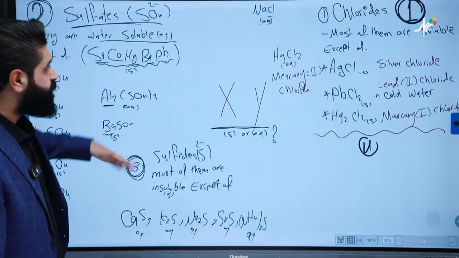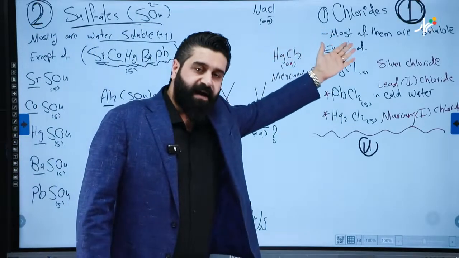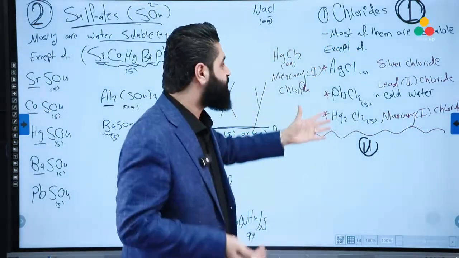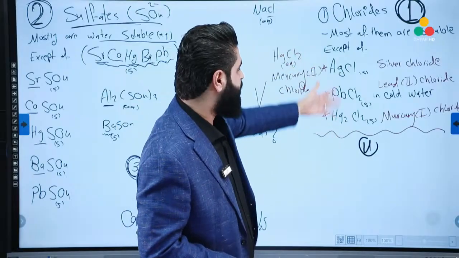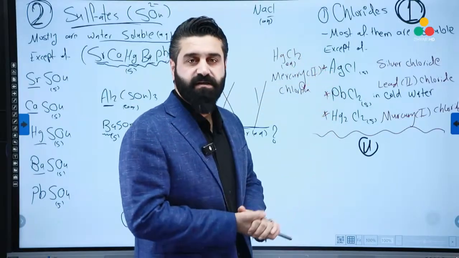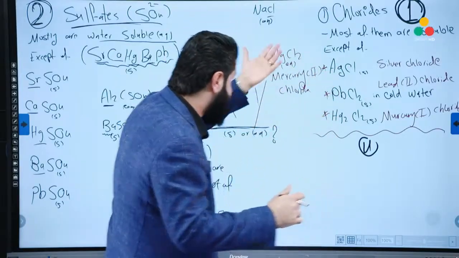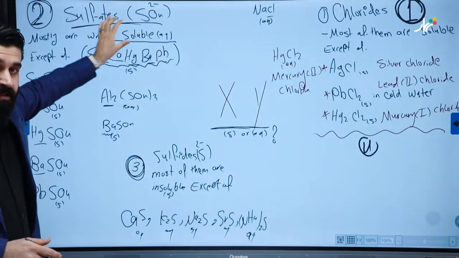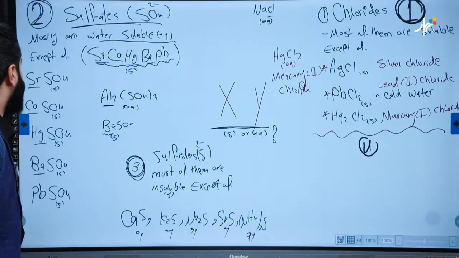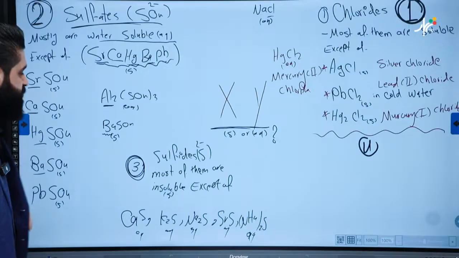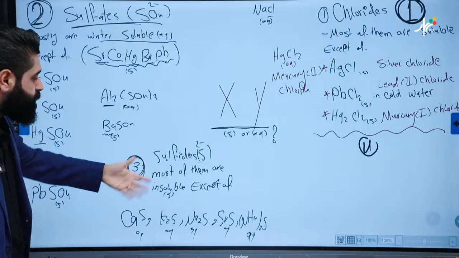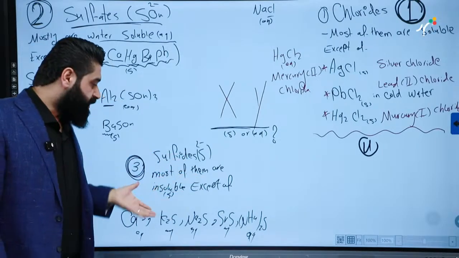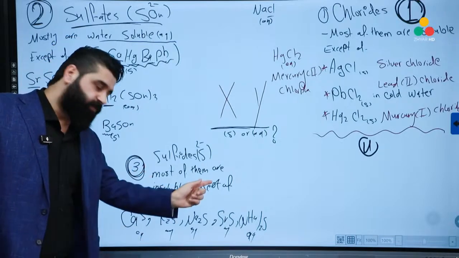Okay, look. First rule, check for the chlorides. If there's some chloride, we'll decide according to the following points. If we have the following compounds, it must be solid. If not, it's aqueous. Then, if there is no chloride, go to check for the second rule, which is sulfates. Most of them are water soluble, except of the following compounds, which are solid. If there's no SO4, go to check for the S. Most of them are insoluble, except of the following compounds.